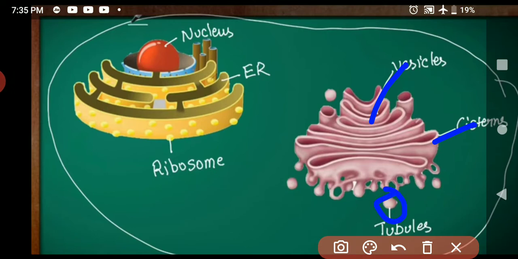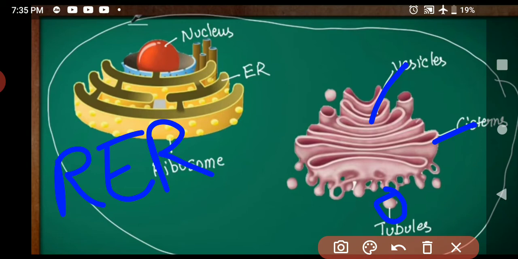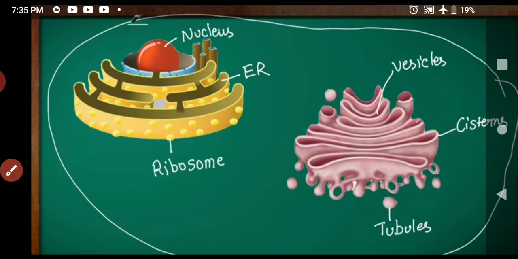And there are two types of endoplasmic reticulum: RER, rough endoplasmic reticulum, and SER. Ribosomes are attached with the surface of rough endoplasmic reticulum. It manufactures the protein, and SER, smooth endoplasmic reticulum, manufactures the lipid, and protein and lipid are used to make the plasma membrane. Now all of you got it about the endoplasmic reticulum.